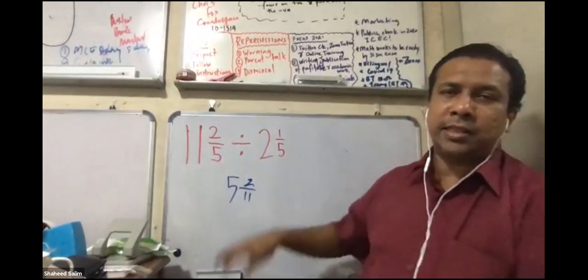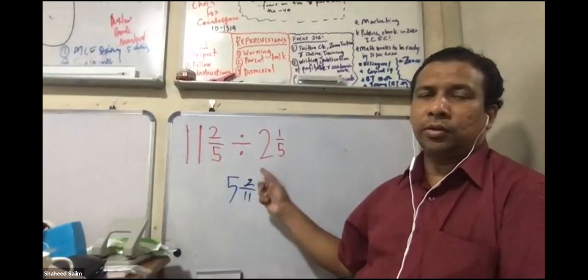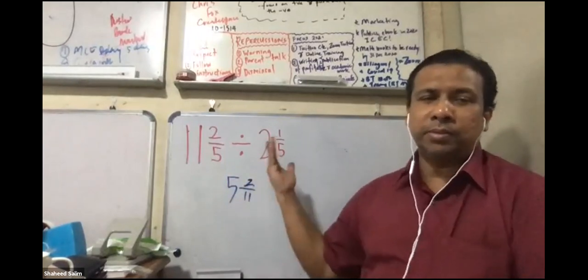Zahin, in this case, the estimate seems possible. 11 divided by 2 is 5.5. Possible.